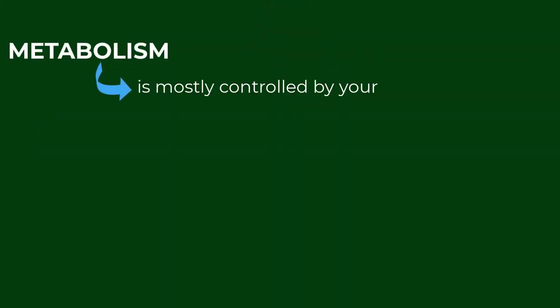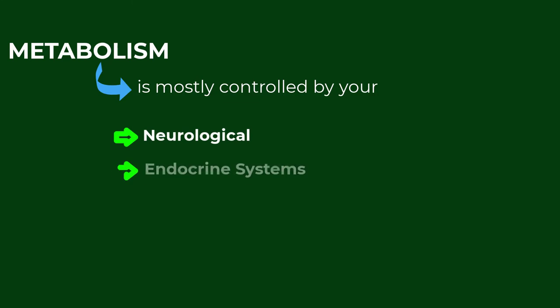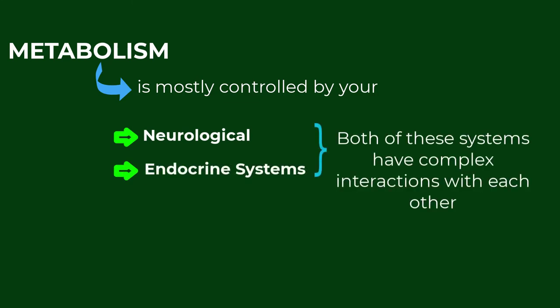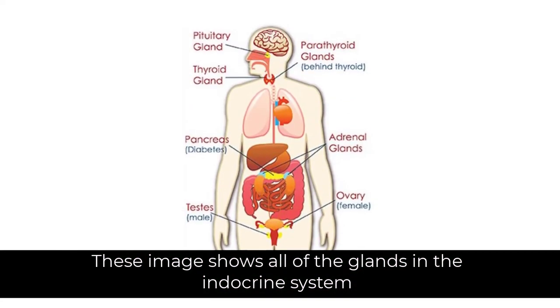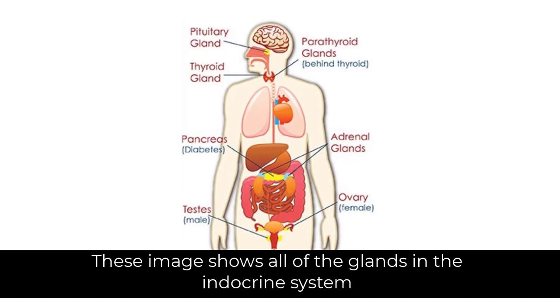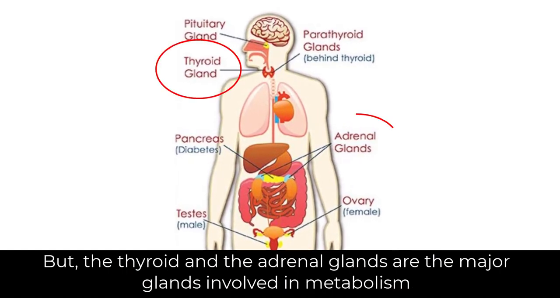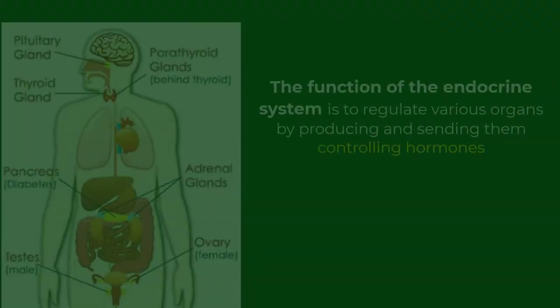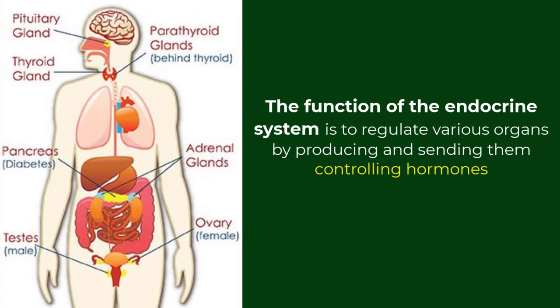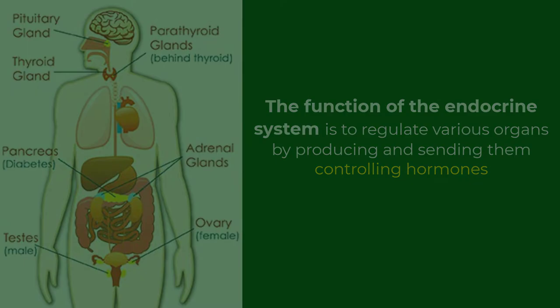Metabolism is mostly controlled by your neurological and endocrine systems. Both of these systems have complex interactions with each other. Endocrine system. This image shows all of the glands in the endocrine system. But the thyroid and the adrenal glands are the major glands involved in metabolism. The function of the endocrine system is to regulate various organs by producing and sending them controlling hormones.